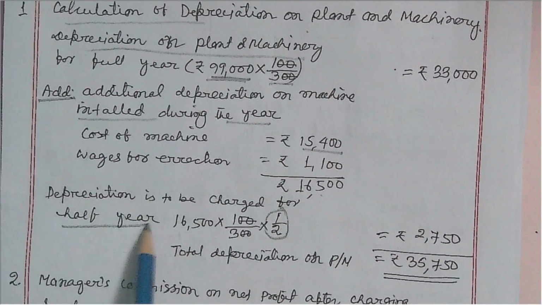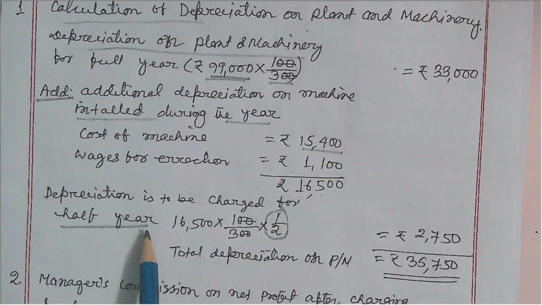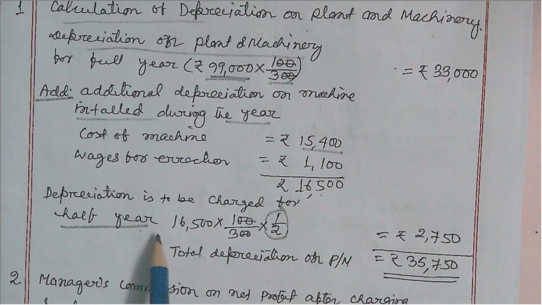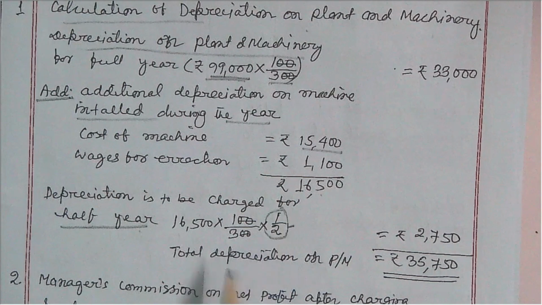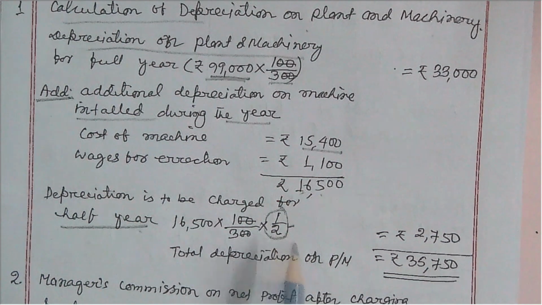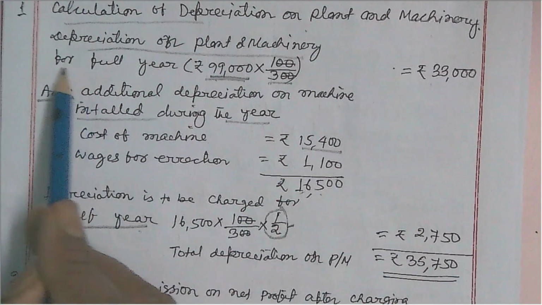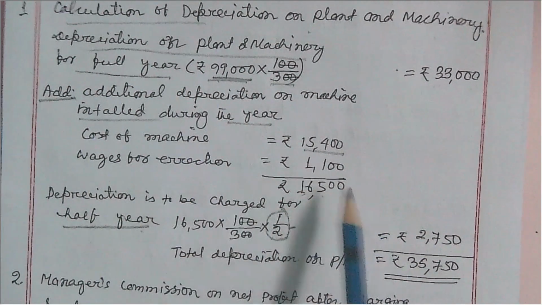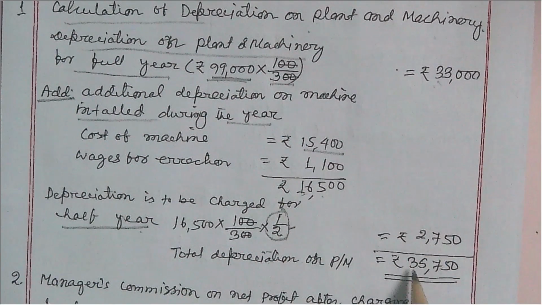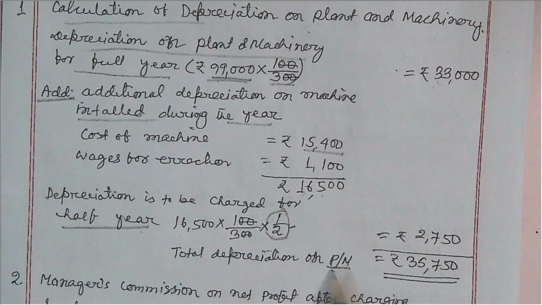When the date is not clearly specified in the question and the term "during the year" is used, then we generally charge half year depreciation. So on this machine you have to calculate half year depreciation, but on the other machines you have to calculate the full year depreciation. This amount and this amount total 35,750. This is your total depreciation on plant and machinery.